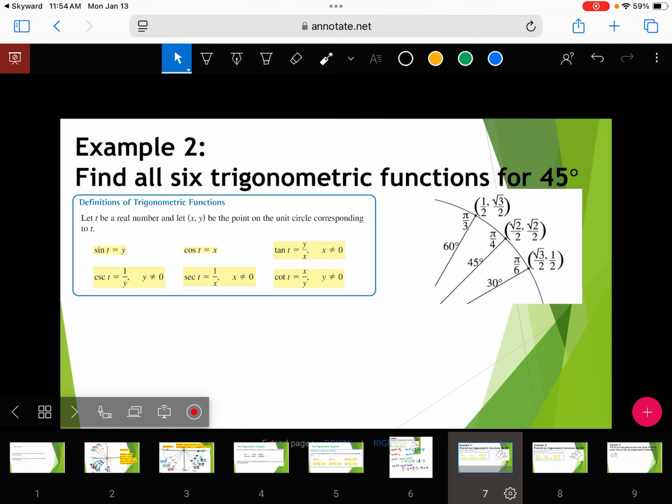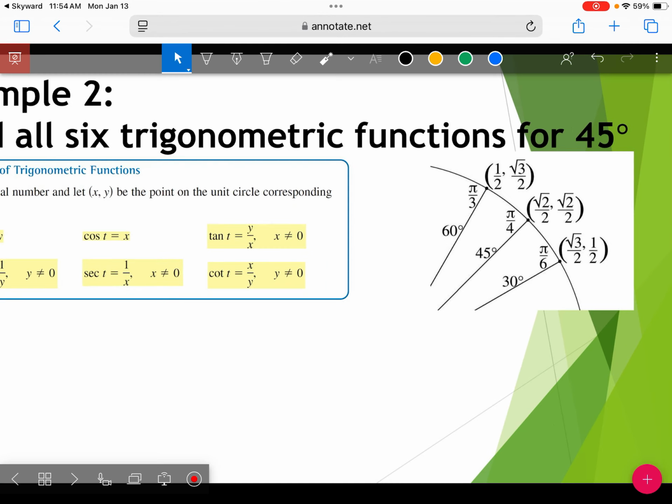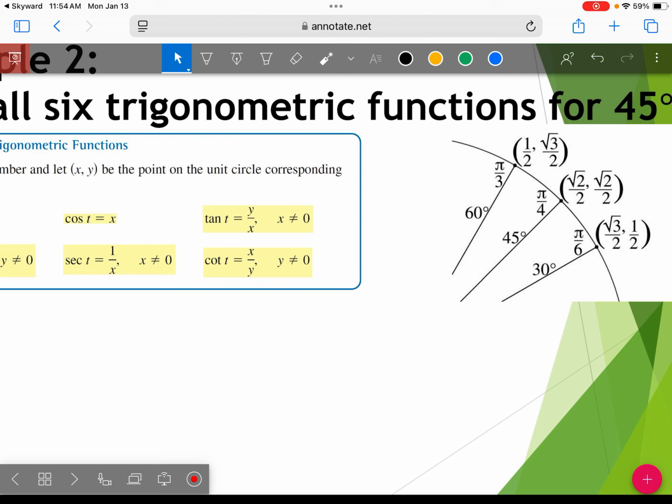All 6 trig functions for 45 degrees. So we're going to find 45 on our unit circle. I already copied and pasted that piece of the unit circle, so this is what we're working with here.